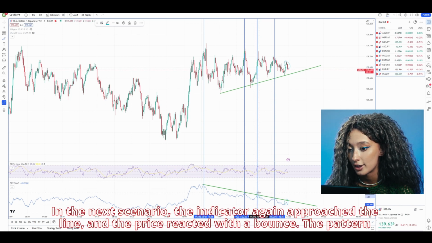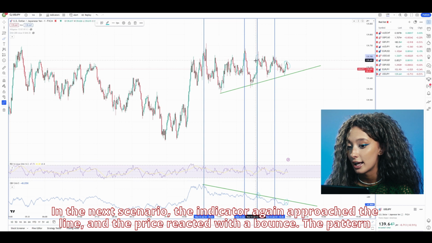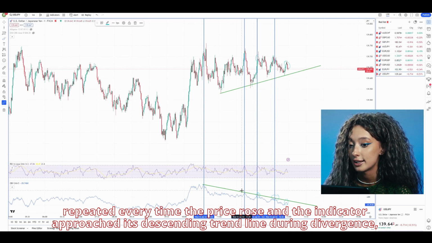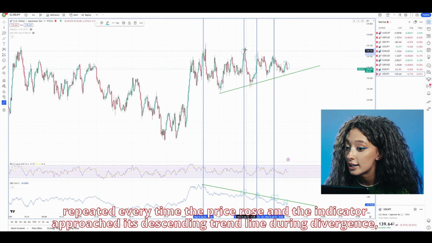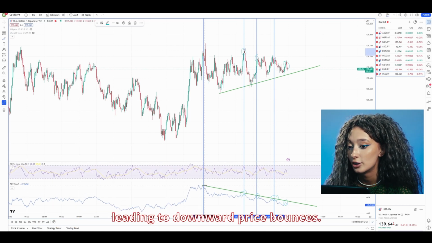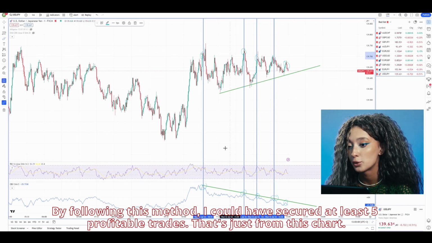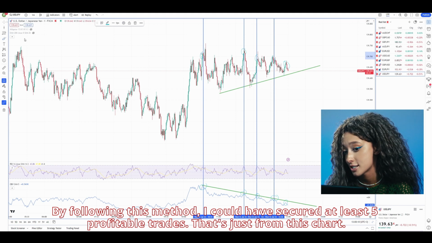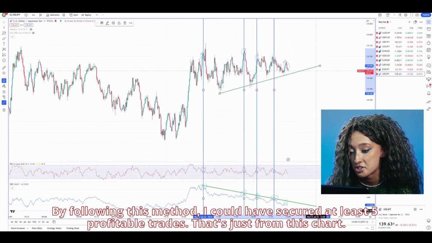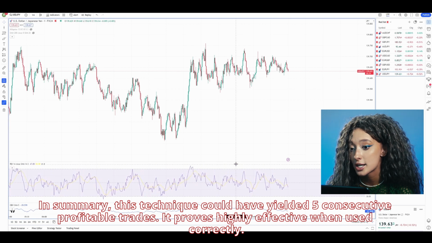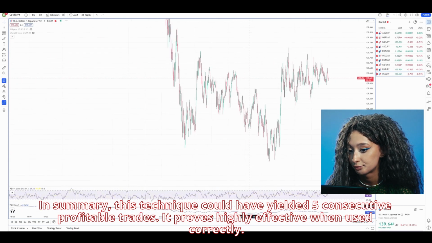In the next scenario, the indicator again approached the line, and the price reacted with a bounce. The pattern repeated every time: the price rose and the indicator approached its descending trend line during divergence, leading to downward price bounces. So, by following this method, I could have secured at least 5 profitable trades, and that's just from this chart. In summary, this technique could have yielded 5 consecutive profitable trades. It proves highly effective when used correctly.